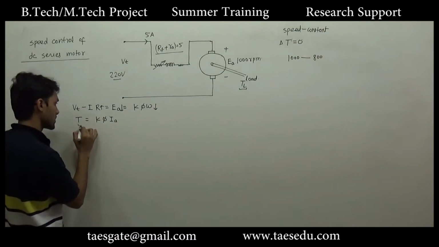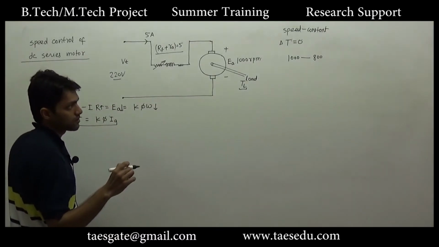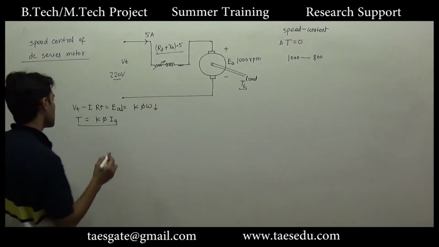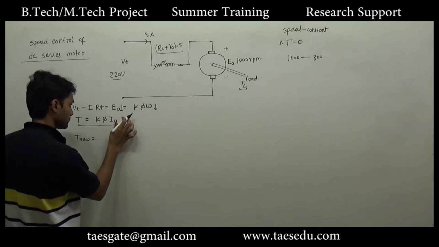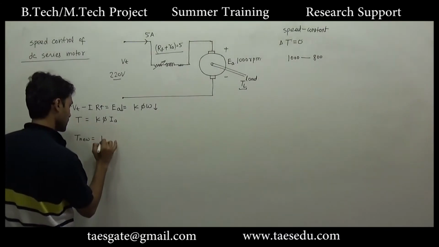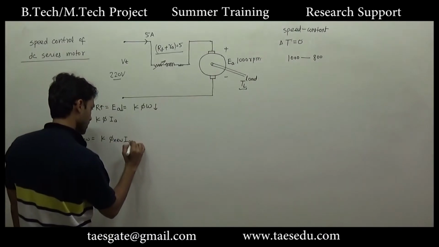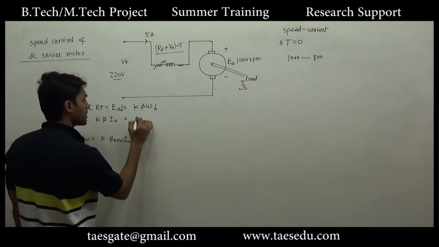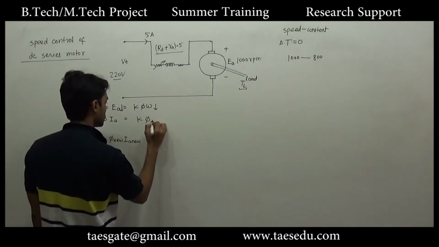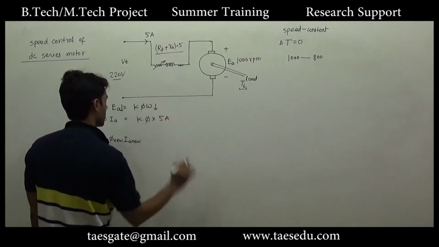So initially the torque was K phi into I. When the steady state is reached again, the new torque will be K phi new into the new value of armature current. And what is the condition here? K phi old into Ia, and Ia is 5 ampere.